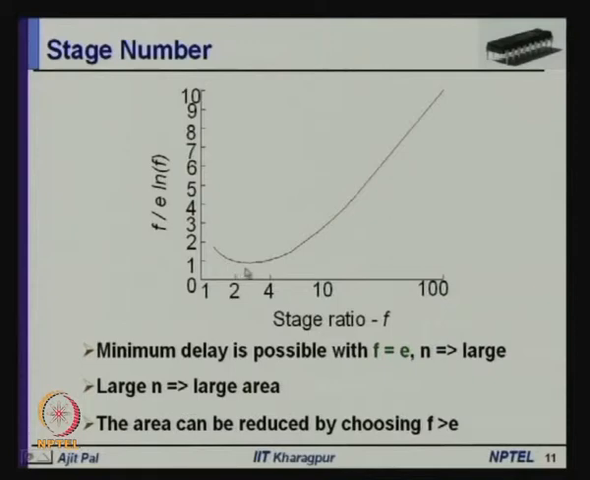but the number of stages required will not be very high, and as a consequence the area will be smaller. That means, instead of choosing the stage ratio equal to e, 2.7, the minimum value, we can have a little higher value of stage ratio to minimize the number of stages, to get a delay that is a little larger than the smallest value, but an area significantly smaller than when the delay is minimum.